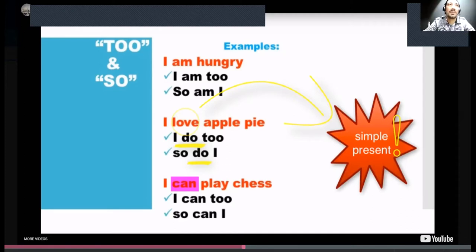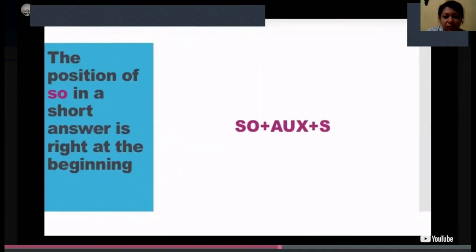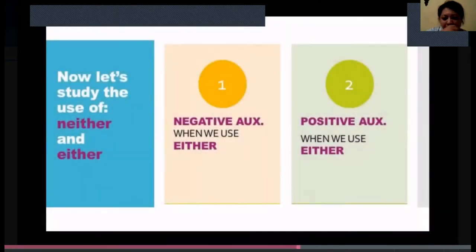Very good. Let's continue. I can play chess. I can too. So can I. The position of too is right at the end. Follow me. Subject. Auxiliary. Too. The position of so is right at the beginning. Follow me again. So. Auxiliary. Plus subject.